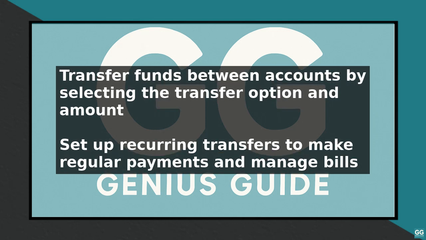To pay bills, select the Bill Pay option and choose the payee from your list of existing payees or add a new payee. Enter the payment amount and due date, and select the account you want to use to make the payment. The TD Bank mobile app also allows you to deposit checks remotely using the mobile deposit feature.